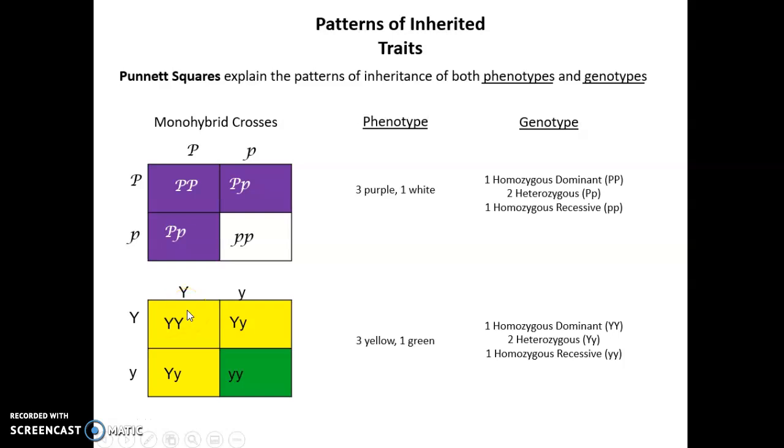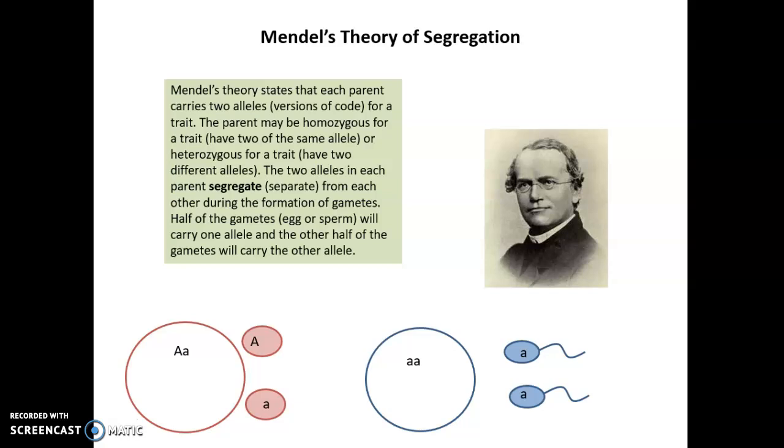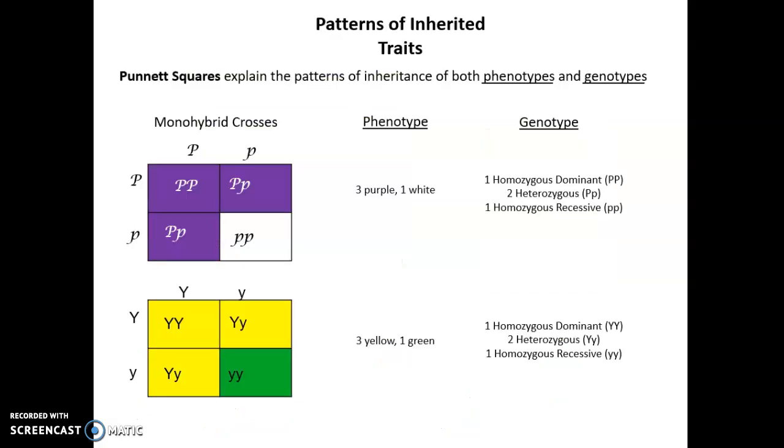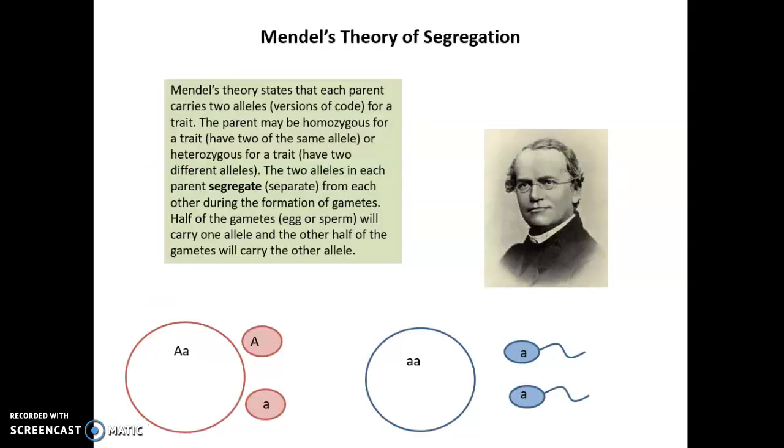During the last video, we talked about how Mendel was able to use Punnett squares to explain the patterns he was seeing in his garden for traits that seem to have two different versions or two different alleles. He was able to use these Punnett squares to come up with some laws or theories of segregation.